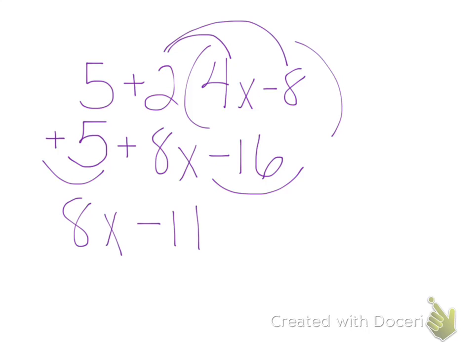Now you're probably wondering, whoa, whoa, whoa, why'd you put the 8x in front and the 11 in the back? Because I wanted to. Remember I said I like to put my letters in the front? So I just put my letter in the front. I move the 8x in the front. See, it's a positive. I just don't write it. And then the value of the 5 and the negative 16, which is negative 11. Easy breezy, lemon squeezy.